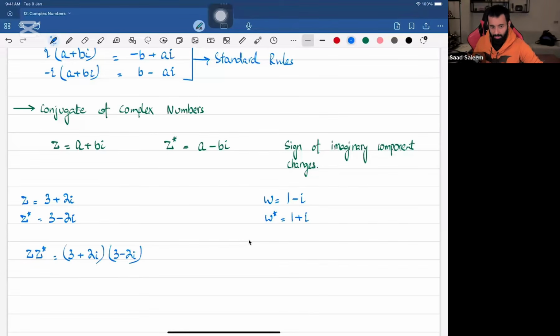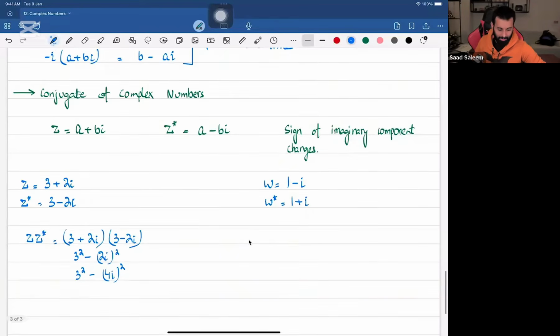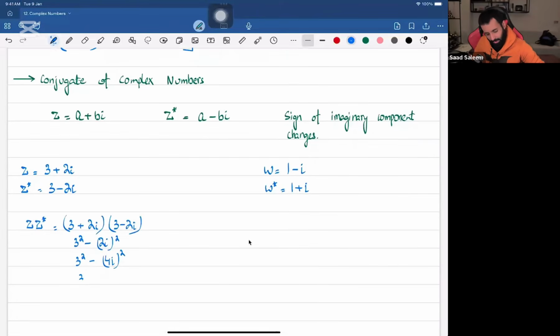We end up in a situation where it's similar to a plus b into a minus b. So that means we can solve it like the third algebraic identity, and that would be 3 squared minus 2 iota whole squared. So this becomes 3 squared minus 4 iota squared. Now 4 iota squared is what? 4 iota squared is basically minus 16. So this becomes 9 minus 16, which means 9 plus 16, which is equal to 25.